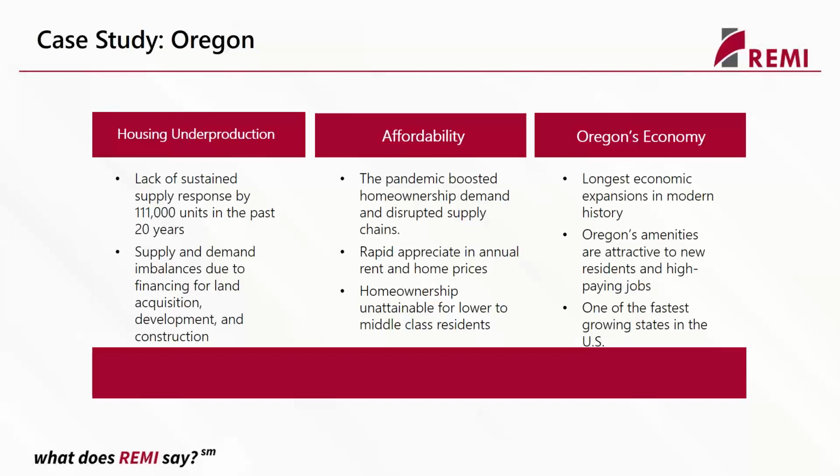However, in the state of Oregon, for the past 20 years there has been a housing shortage of approximately over 100,000 homes. This is primarily due to the lack of supply response, especially because of its bustling population. As I said before, this has created some supply and demand imbalances. This is primarily caused by the barriers to entry when it comes to financing for land acquisition, development, and construction. With this being said, this has in turn made home ownership out of reach for those within the lower to middle class.